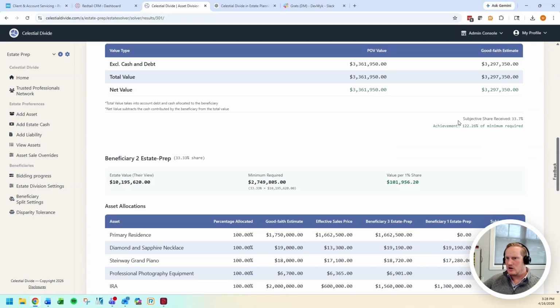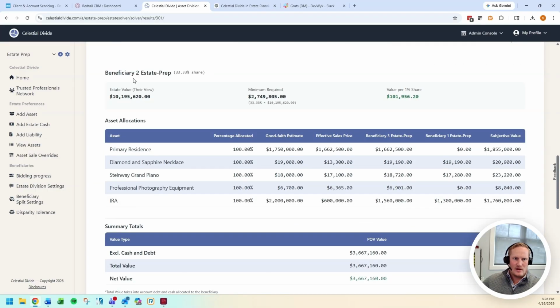The subjective share received is going to be 33.7, an achievement of 122.26% of the minimum required. So that's about 22.26% better than if they were handling this estate without siblings or without other parties that would take pieces that they didn't want and needed to sell.